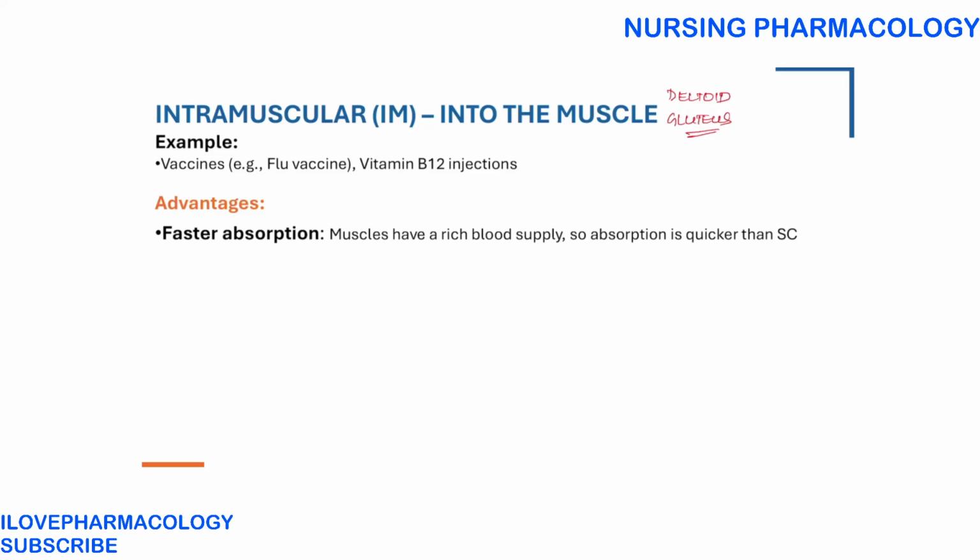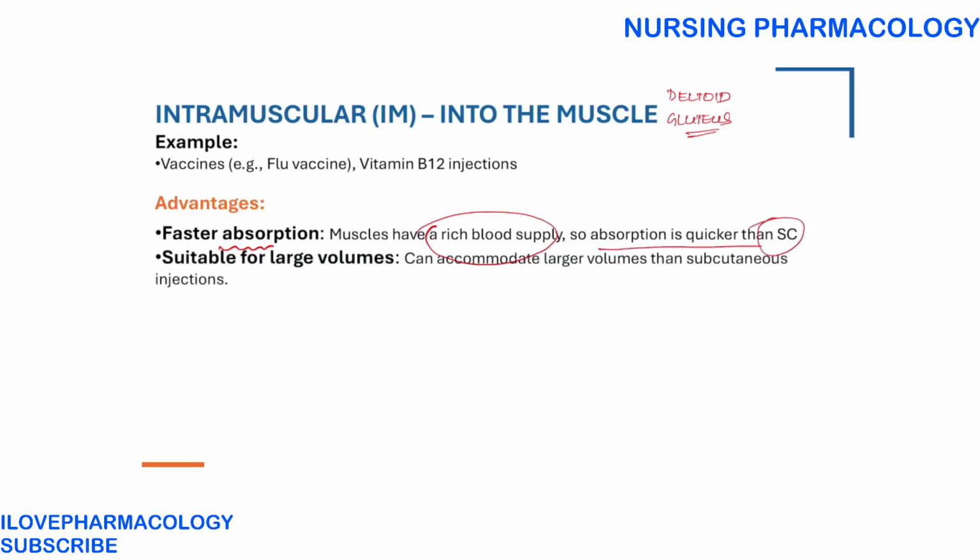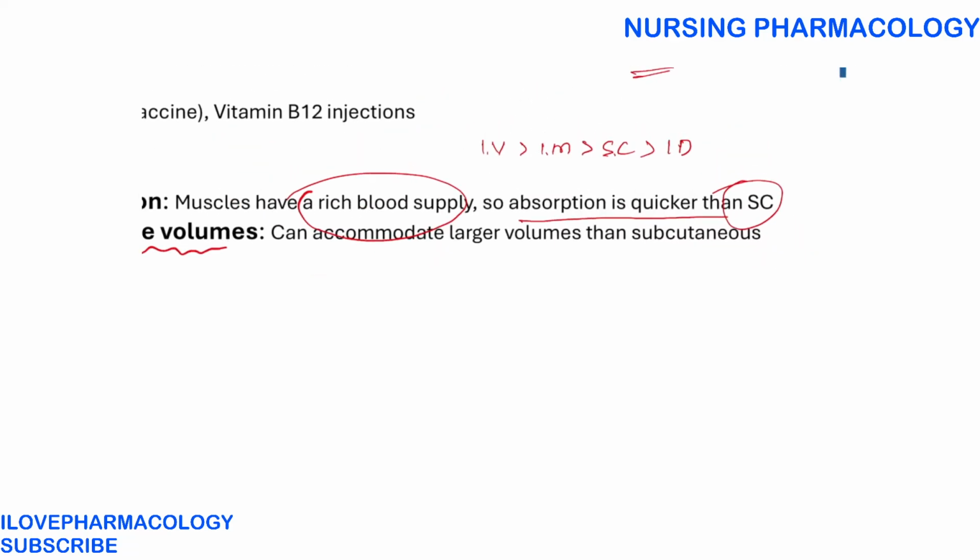The advantage is it has got faster onset of action but lesser than the IV route. When compared to the oral route, it has got faster absorption because the muscles have very rich blood supply, which will help in quicker absorption than the subcutaneous route. And it is suitable for large volume of administration. Means IV you can give large volume compared to IM, compared to subcutaneous, compared to intradermal, and intradermal will be very less.